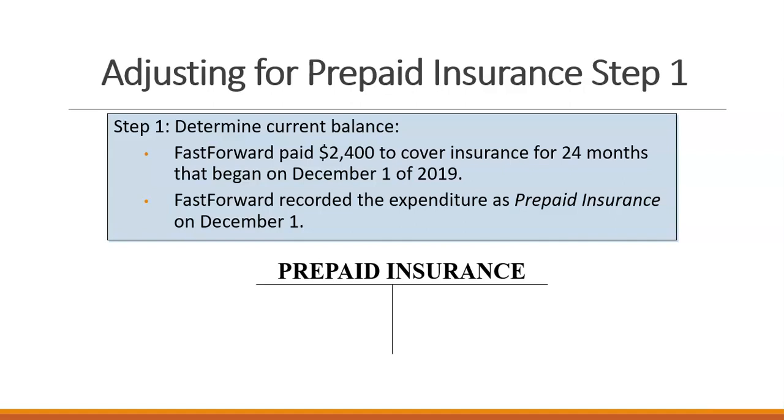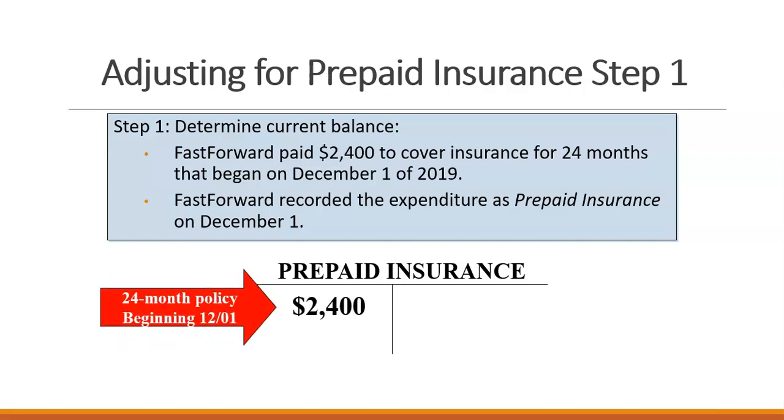So in this example, we're looking at prepaid insurance. We paid $2,400 to cover insurance for 24 months. We paid on December 1st of 2019. We've decided that our fiscal year is going to end on December 31. So we have this prepaid insurance beginning on 12/1. This insurance policy benefits us for 24 months.